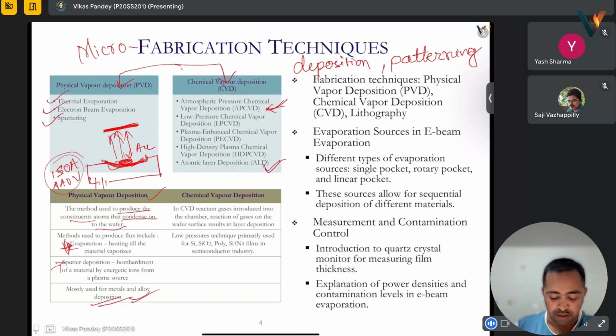Not sputtering, sorry, I'm saying evaporation and sputtering both. I'm saying PVD. These are generally for alloy and metal deposition. Metal alloys are most common ones.